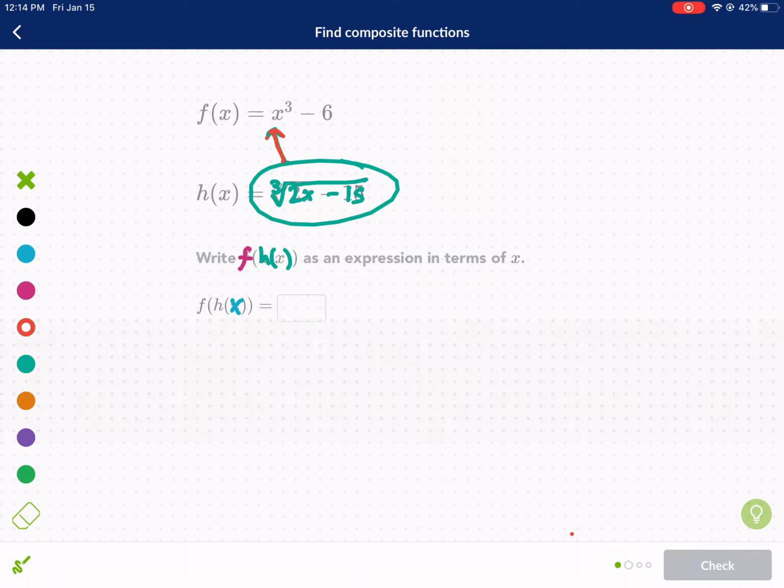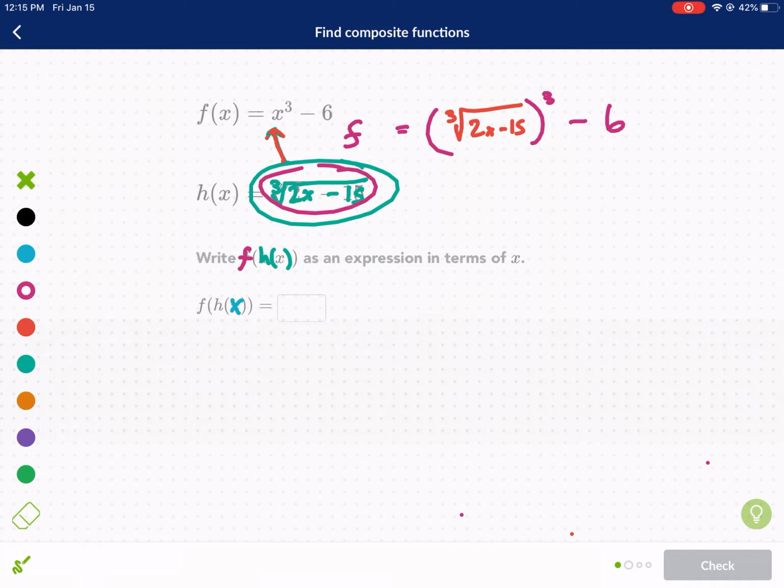When the input's just x, it stays the same when it's already a function of x. So we plug that in for x cubed. So what do we get when we do that? Well, we get the cube root of 2x minus 15, and we're going to cube that, minus 6. So we can clearly see our input, and this is our function of this whole thing right here.